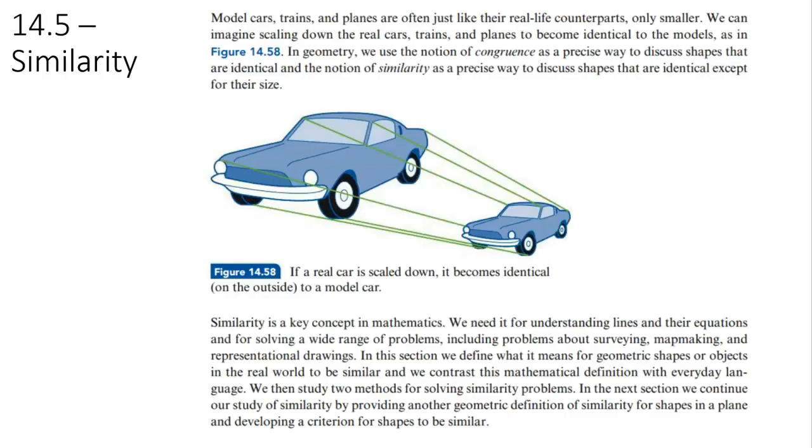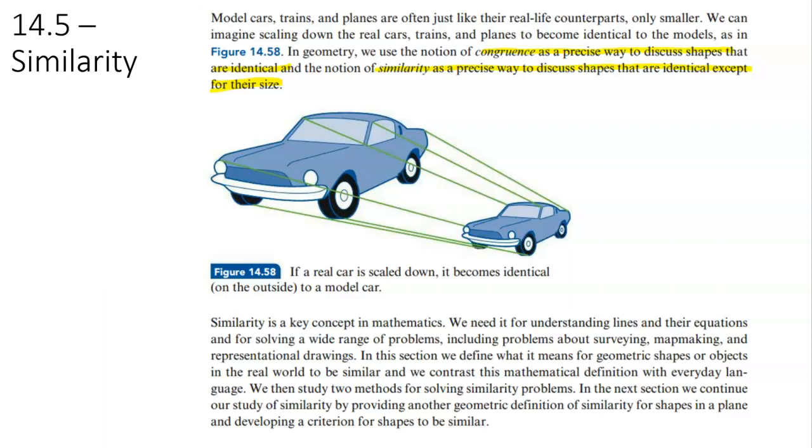All right. Model cars, trains, planes, they are exactly like their real life counterparts. Maybe exactly was too far, but they're just smaller. So we can imagine scaling these things down. In geometry, we use the notion of congruence, as we just learned, as a precise way to discuss things that are identical. But this idea of similarity is a precise way to discuss shapes that are identical except for their size. So everything else is identical.